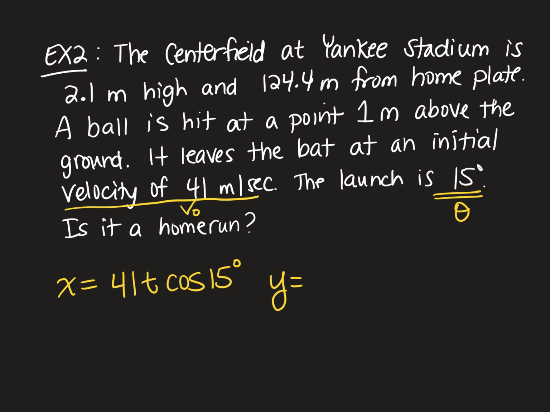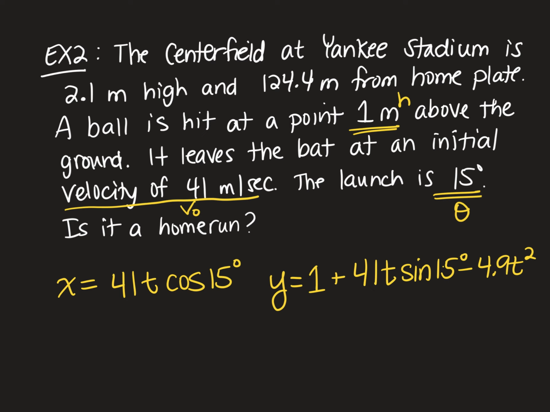The y equals, do I have an initial height? No. Right. He's not golfing, right? He's not hitting the ball when it's on the ground. He's hitting the ball when it's up here. So 1 meter above the ground, that's going to be my height. So 1 plus, and then we have our 41 meters per second as our velocity, times t, times the sine of 15 degrees, and then minus your gravity, so minus 4.9 t squared.